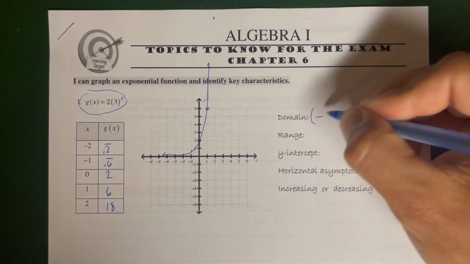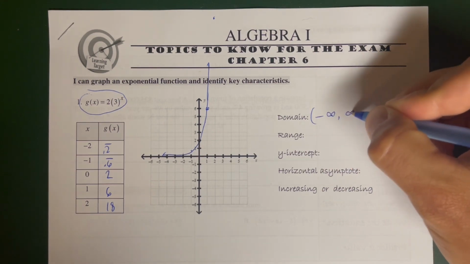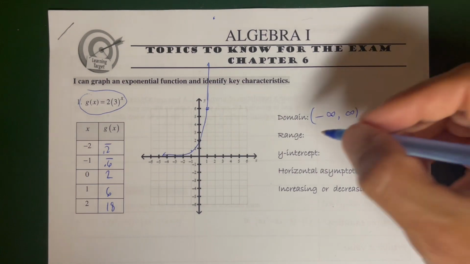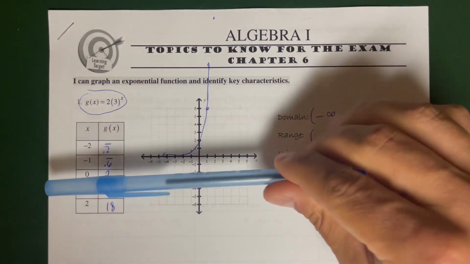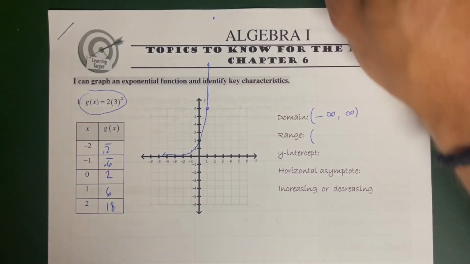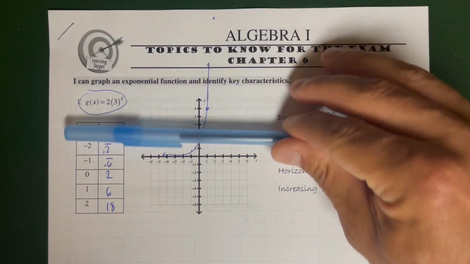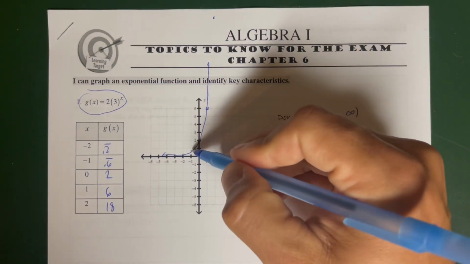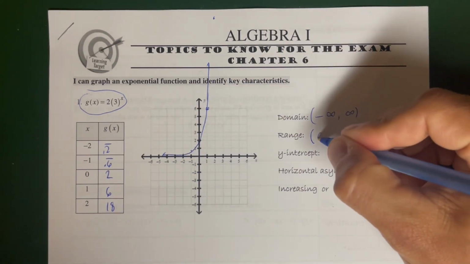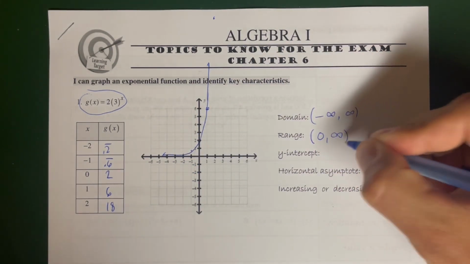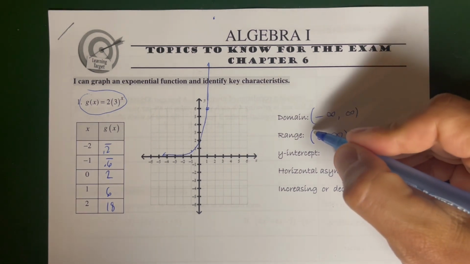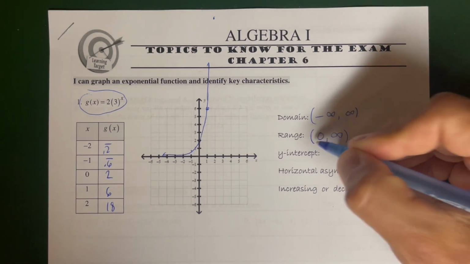The domain of every exponential function is -infinity to +infinity because it goes left forever and right forever. The range is the up and down values. It goes up forever, so it goes up to infinity, but the lowest value is here, in this case, at the axis. It gets closer and closer to 0 but never gets to it. That's why there's a round bracket here.